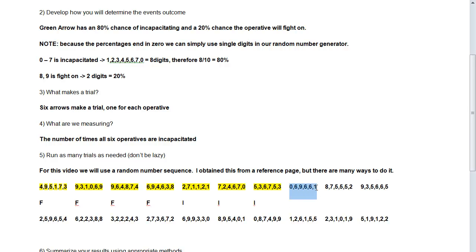Here there's a 9, so unfortunately 1 is left to fight on. This one has an 8. So unfortunately, again, that's going to be a fight on, because remember, an 8 is fight on. And so here, this one's going to fight on. Here's a 9. So again, that's going to be a fight on.